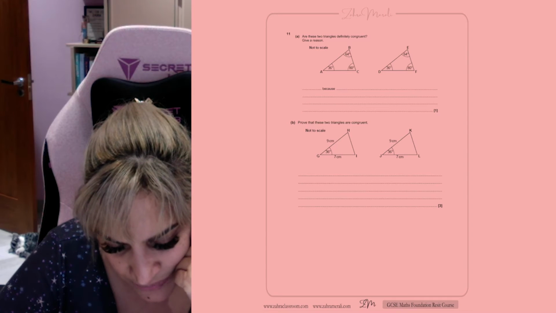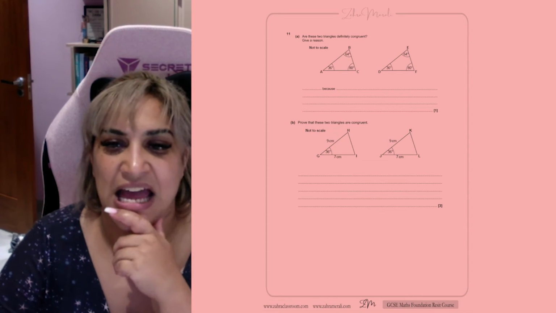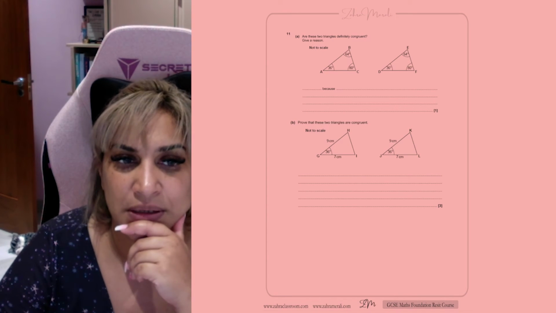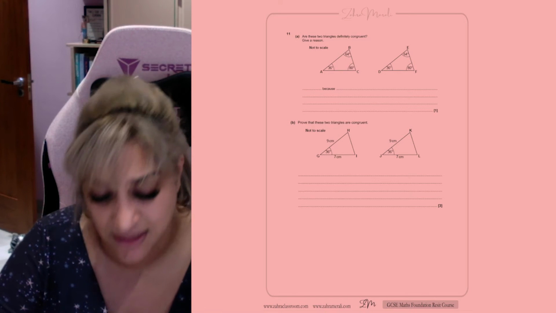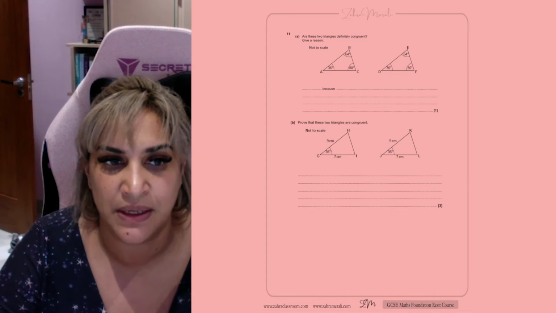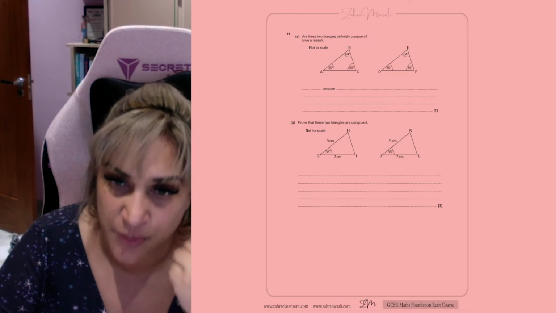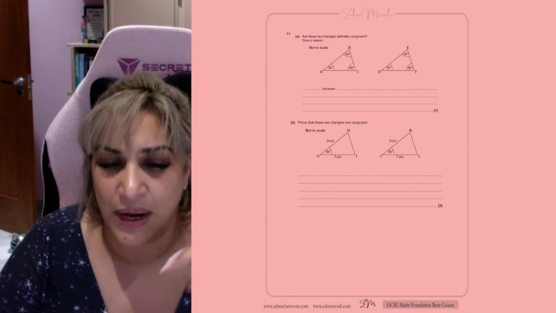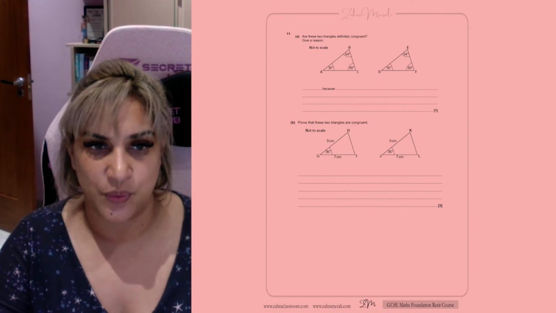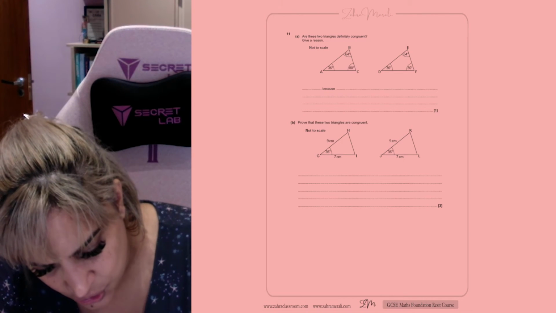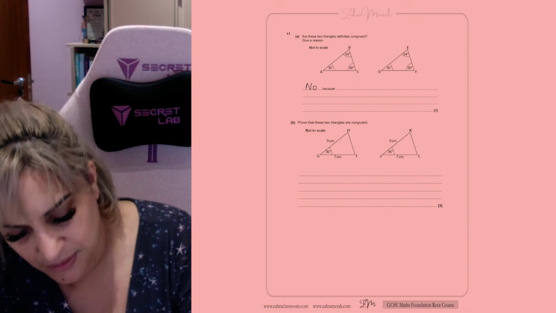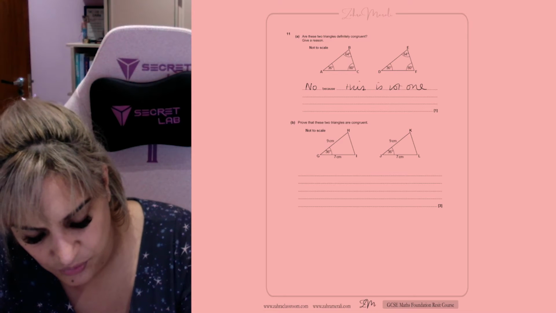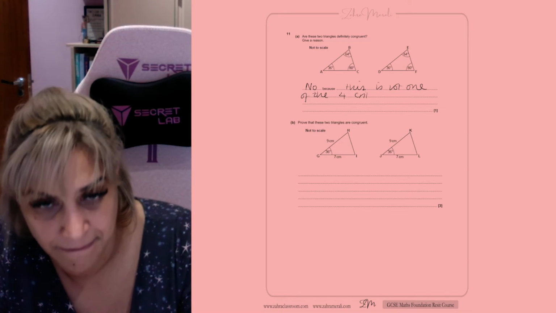I don't think we're given, so we don't know for definite, because that's not one of the 4 criteria. Either we need side, side, side. There's nothing to say all 3 sides are the same. Or 2 angles and a corresponding side is the same. Or 2 sides and an angle. Or right angle hypotenuse side. So we will say for the first one, no, because this is not one of the 4 criteria.